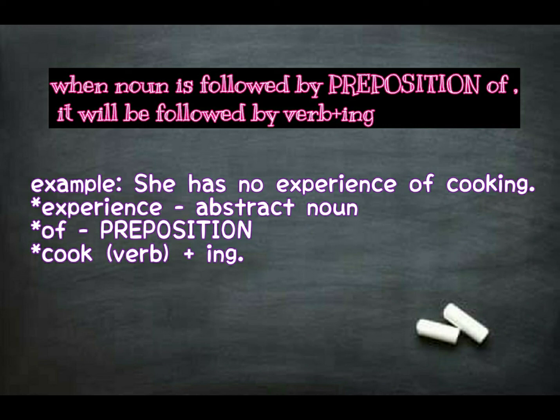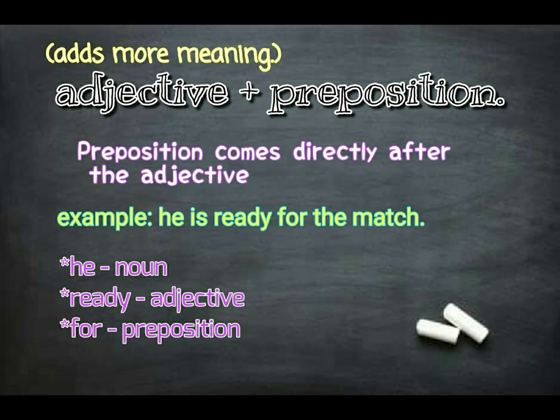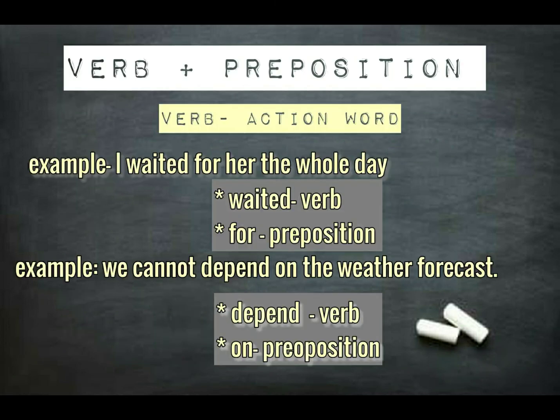Next, in the case of adjective plus preposition, the preposition will come directly after the adjective. For example, he is ready for the match. Here we have he, which is a pronoun, followed by the adjective ready. So we have to remember that the preposition will always come right after the adjective, which adds more meaning to or modifies the noun or the pronoun. Next, in the case of verb plus preposition, we have to add the preposition right after the verb. Given in the examples are waited and depend, which are verbs, followed by the prepositions for and on.